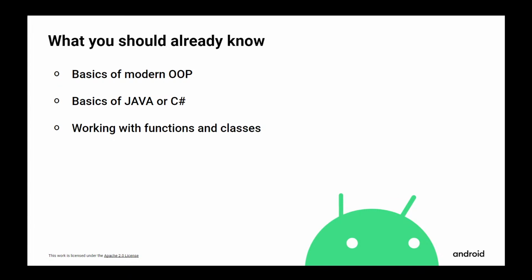So what you should already know. If you are new to programming languages, don't worry about it. We will talk through step by step. Just in case you have basics of modern OOP and basics of Java or C Sharp, then it's a very big plus point. And you should also have some early knowledge about functions and classes. So it's a very plus point if you already know these things.